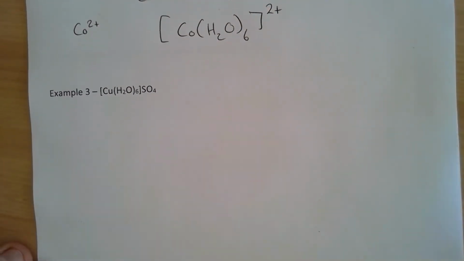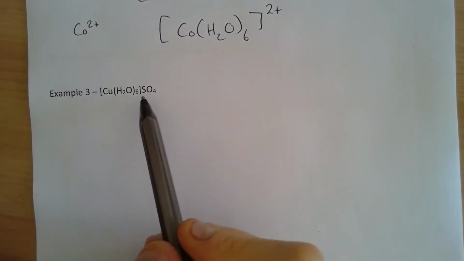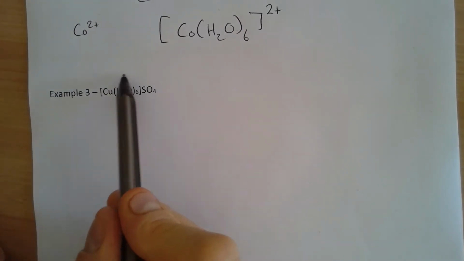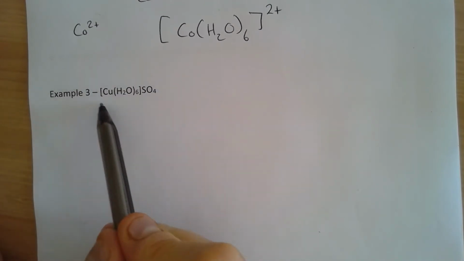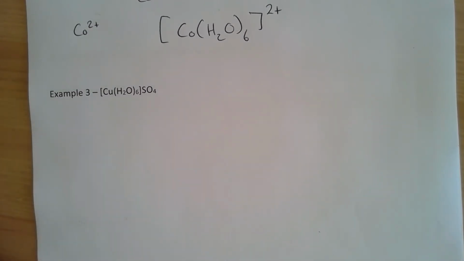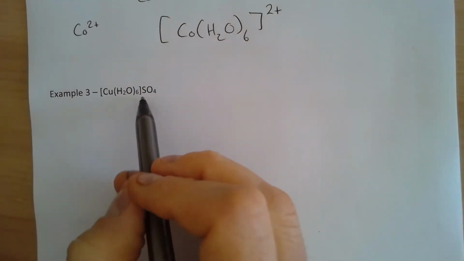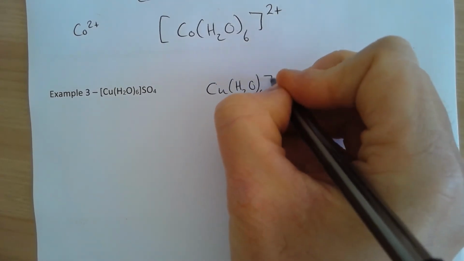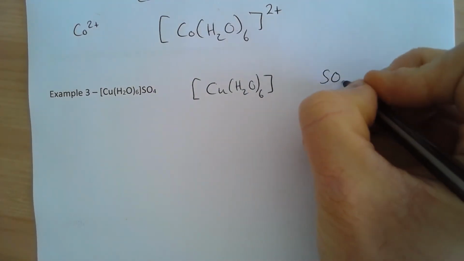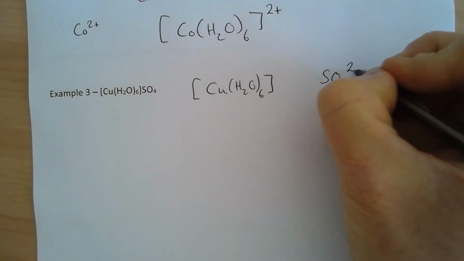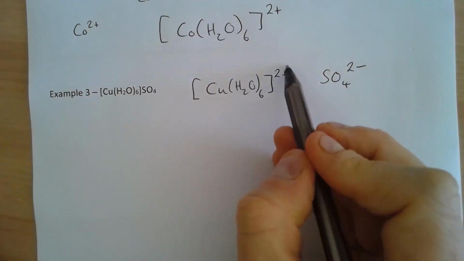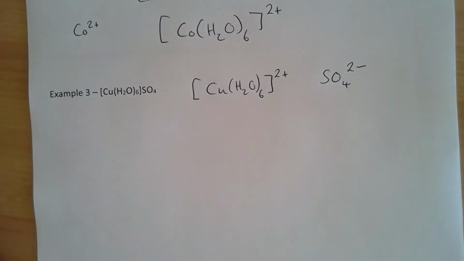Let's have a look at our last example. This is actually the formula for hydrated copper sulfate. So this is another way we need to be able to work out the complex that's present. What we've got here is the complex, which has already been written out for us, and a sulfate ion. Now hopefully we know that a sulfate ion has a 2- charge, therefore the formula on the complex must be 2+ due to the copper ion.